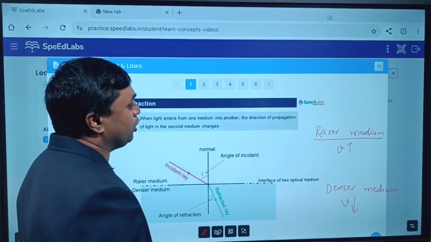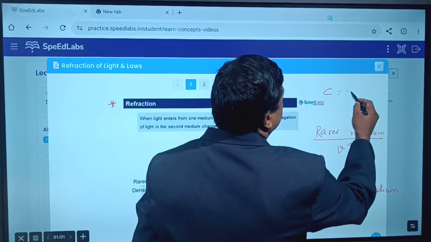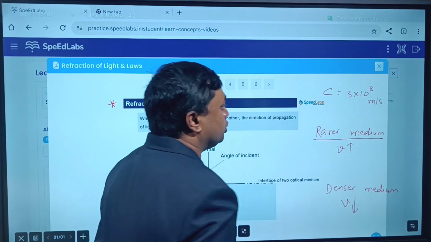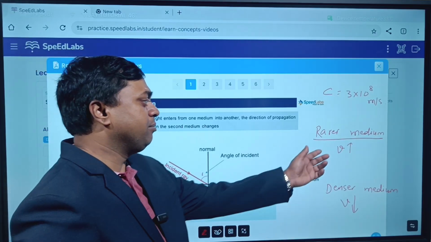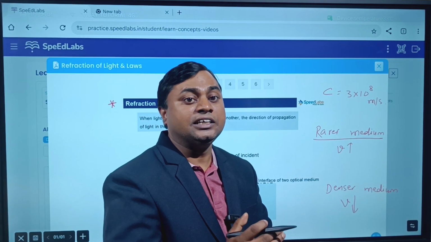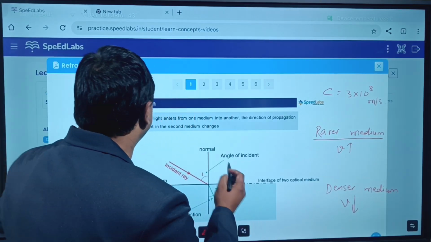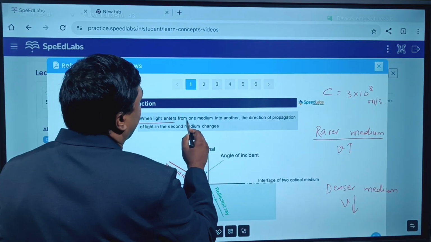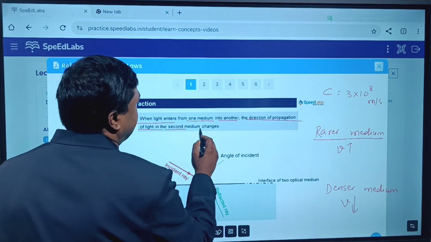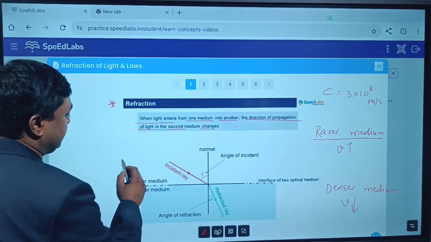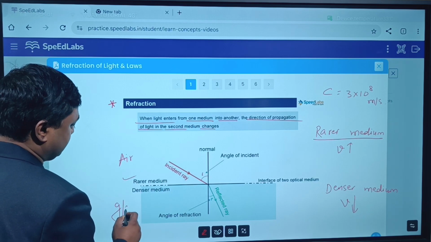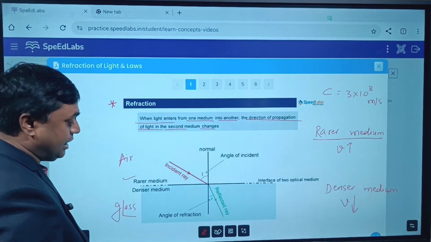Generally the speed of light in vacuum is 3 into 10 to the power 8 meter per second. So whenever light travels in the rarer medium, the speed of light is generally more. When it travels in the denser medium, the speed of light generally decreases. When light enters from one medium to another medium, the direction of propagation of light in the second medium changes. For example, let's say this is air, a rarer medium, and this is glass, which is comparatively a denser medium.